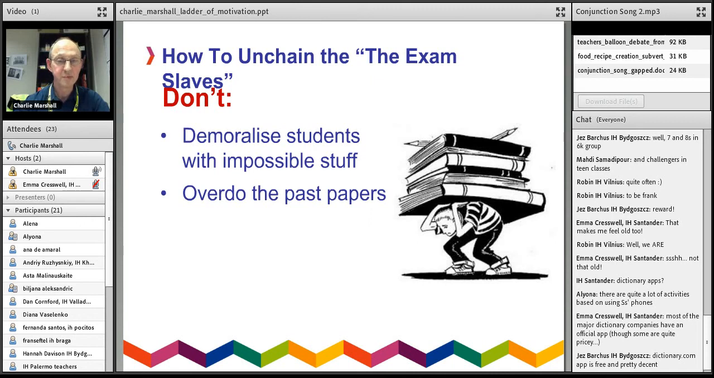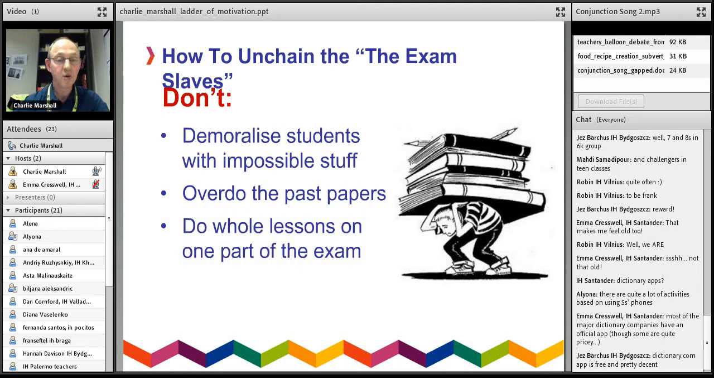I remember my first and second year of teaching, working in a school where the dominant teaching method was do a past paper, then do another past paper. And somewhere around the third year, they discovered there was a course book. And I think that's a much better idea.